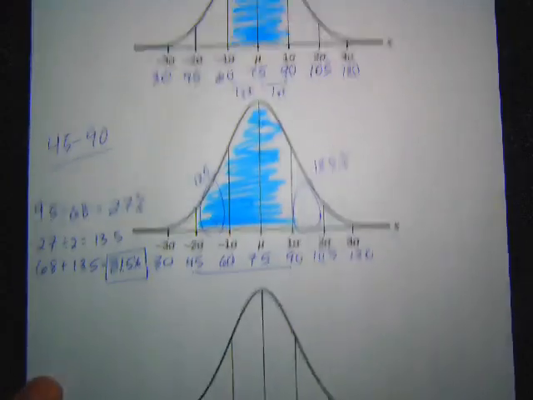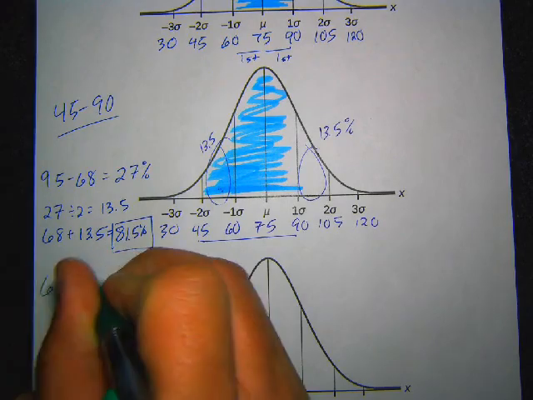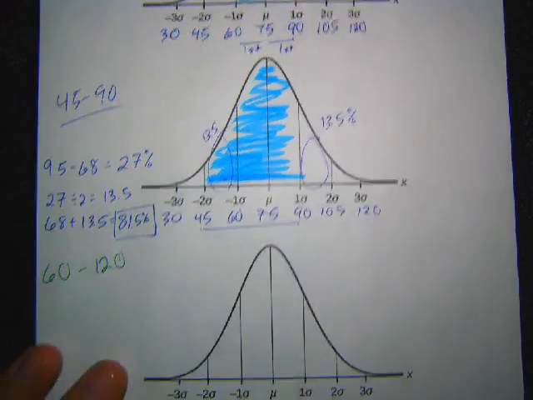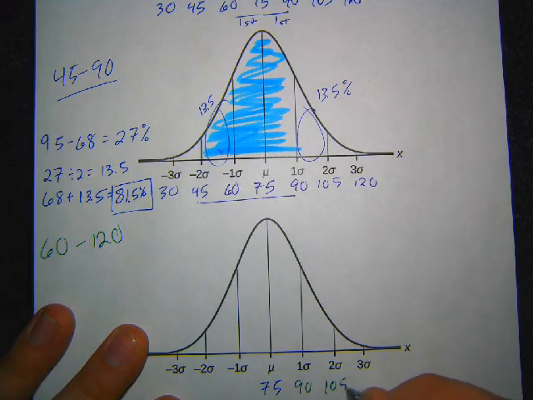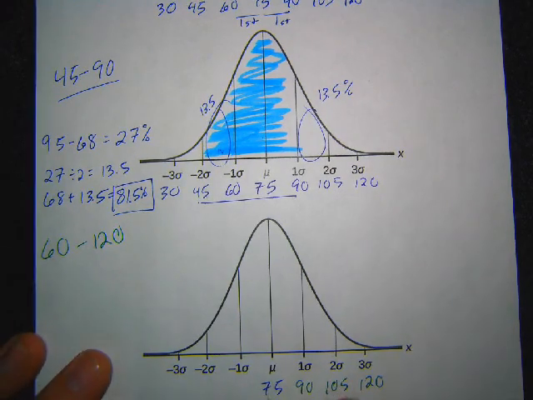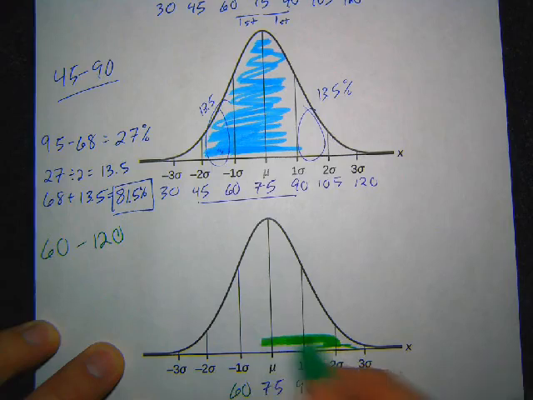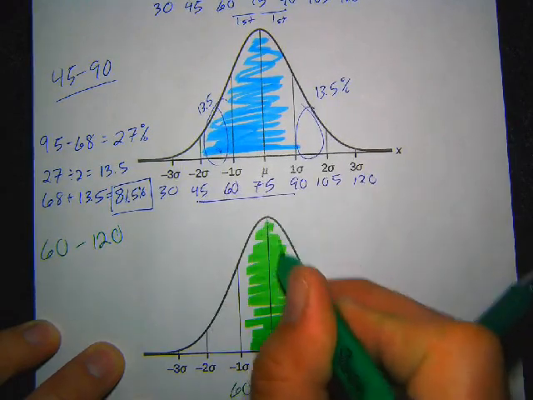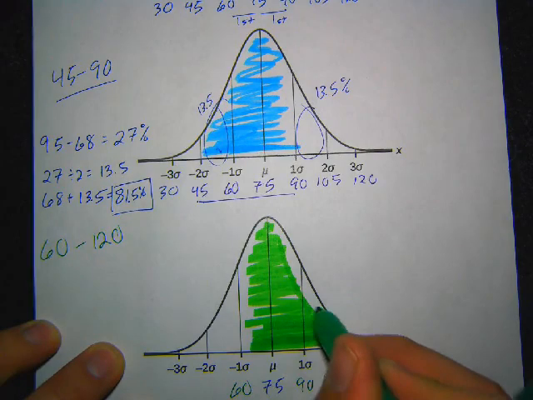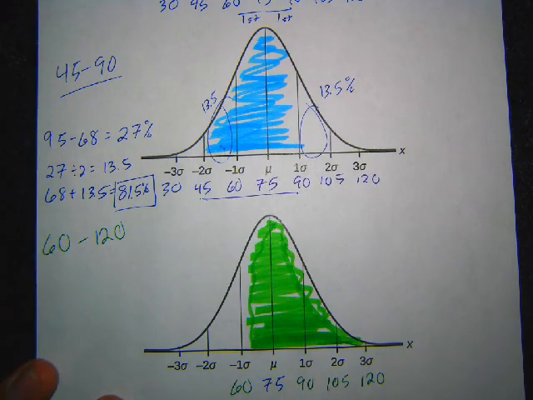Let's do this in a different color just so it doesn't get confusing. So this one, we're going to go from 60 to 120. So again, if I label this, I got 75, I got 90, I got 105, I got 120, I've got 60 down here. So that's the region I'm trying to get this time. So I'm actually trying to go all the way from here to here. So I want to get from 60 to 120.